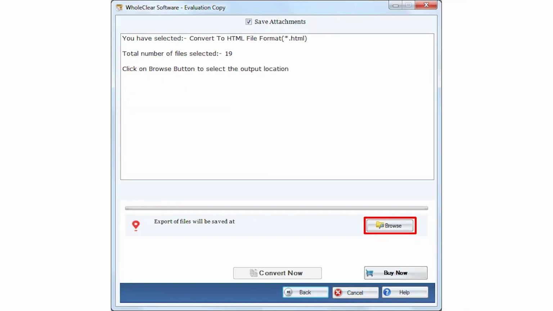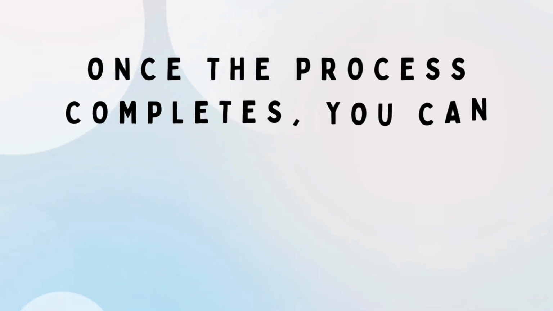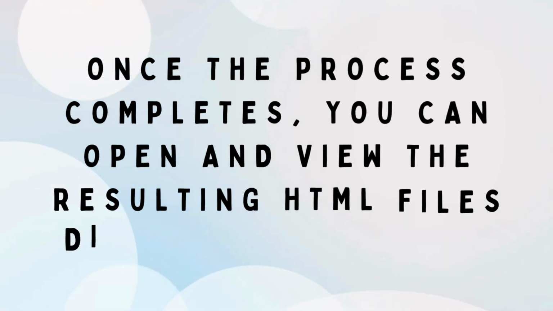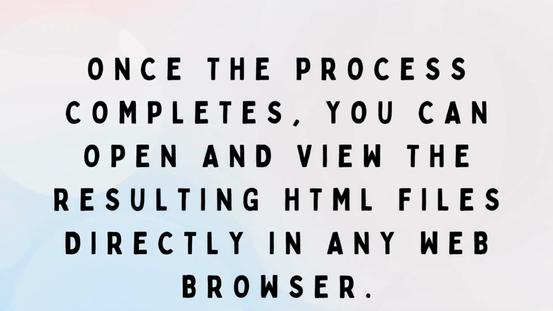Step 5. Click the Browse button and choose a destination path to save HTML files. Step 6. Hit the Convert Now button to begin the conversion. Once the process completes, you can open and view the resulting HTML files directly in any web browser.